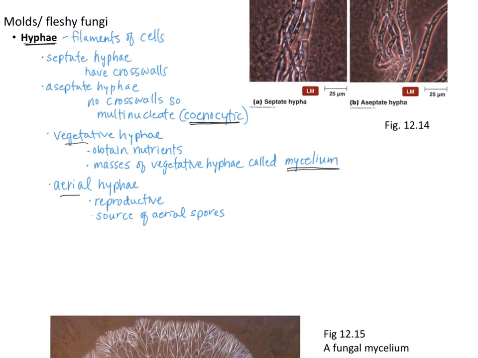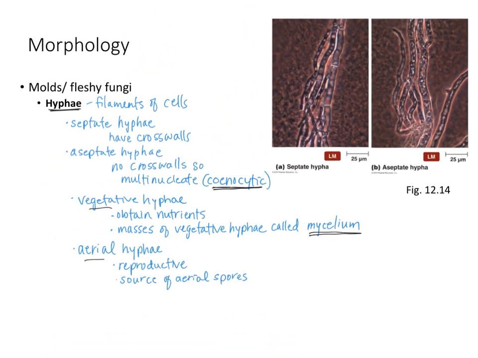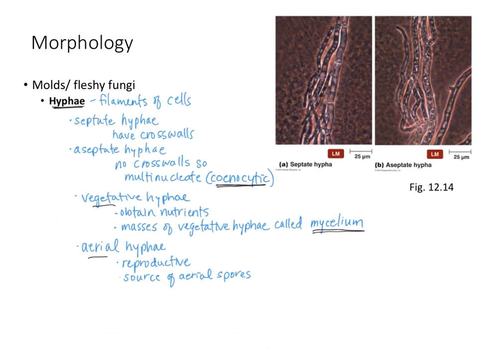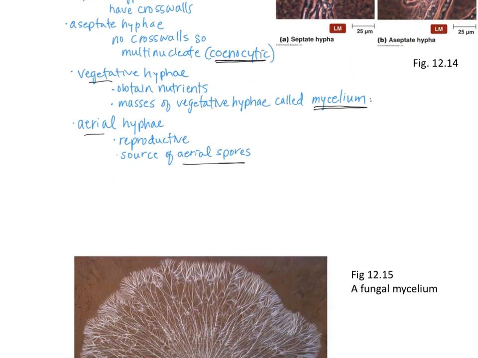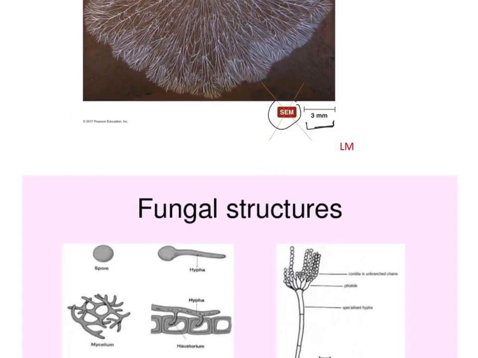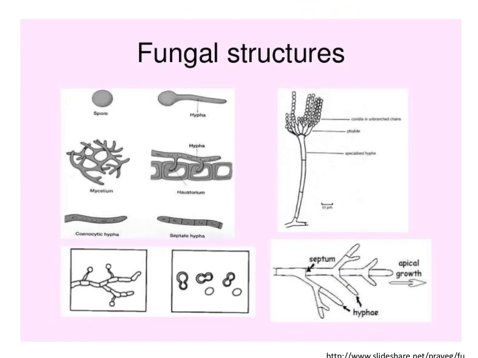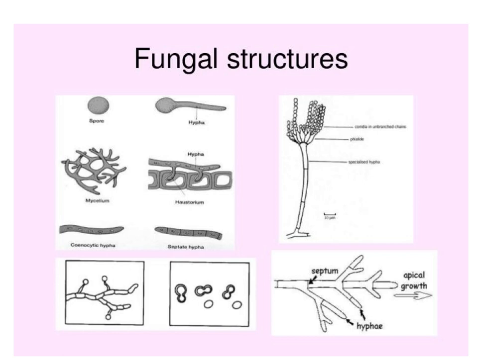Our mushrooms, for instance, do have mycelium, but they're usually underground. Okay, and then aerial hyphae are reproductive. That's where aerial spores would originate. So I found another graphic that kind of illustrates some of these terms, because I assume that that's mostly pretty new, and I think this might be helpful.